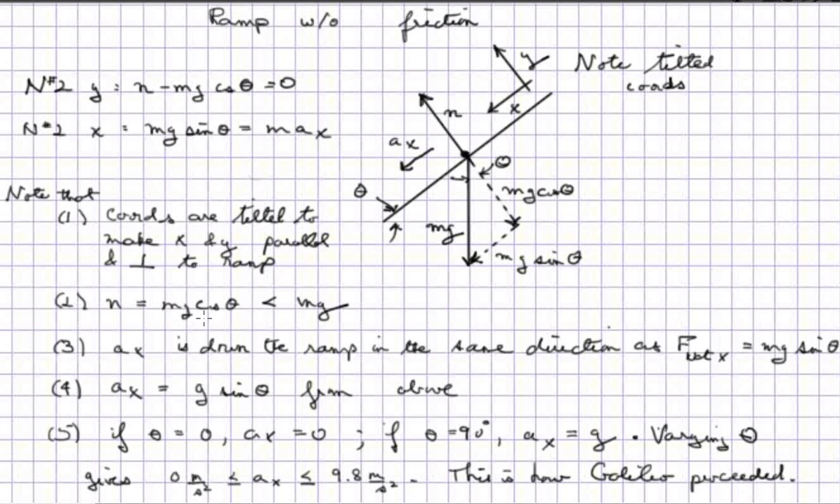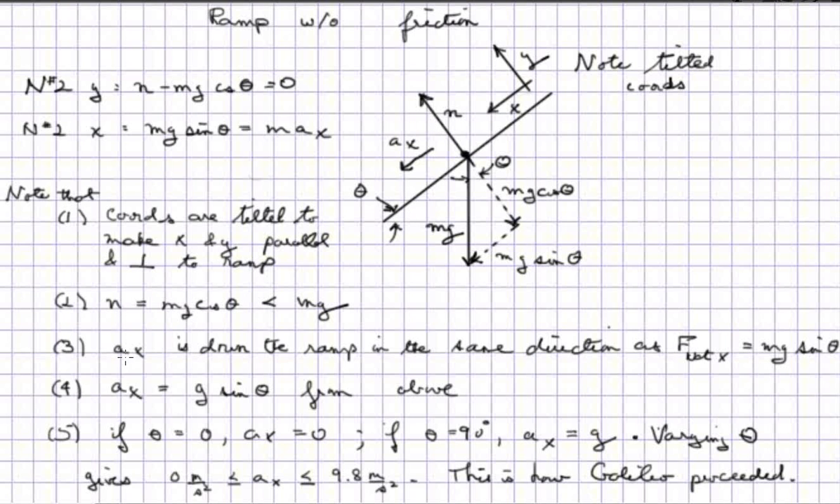And so I should perhaps add a vector here indicating that this is the positive direction for a sub x. Okay, a couple of notes on this. First of all, again, a reminder that the coordinate axes are tilted with respect to the ramp, so that x and y are respectively parallel and perpendicular to the ramp. If we take the Newton number 2 equation and solve for n, we get n equals mg cosine theta. And so you will note that for any non-zero angle here, n is less than the weight. In other words, as you tilt the ramp up, the normal force gets smaller and smaller as cosine theta gets smaller.